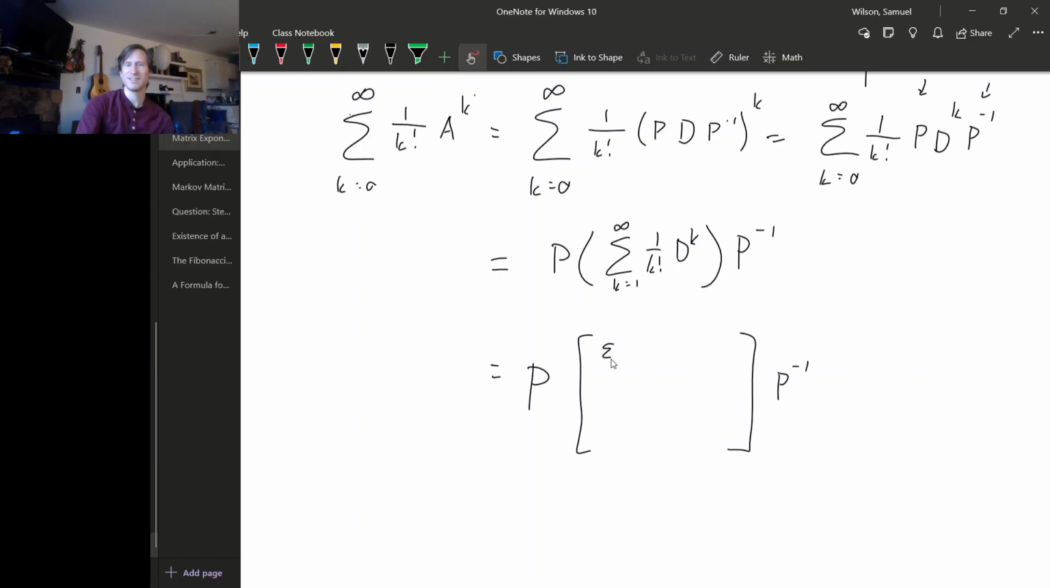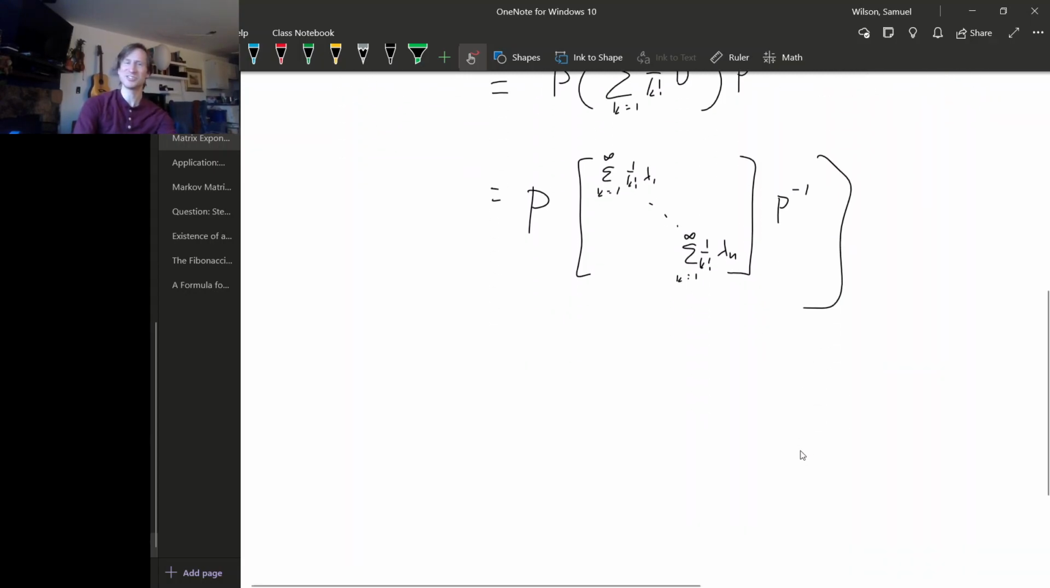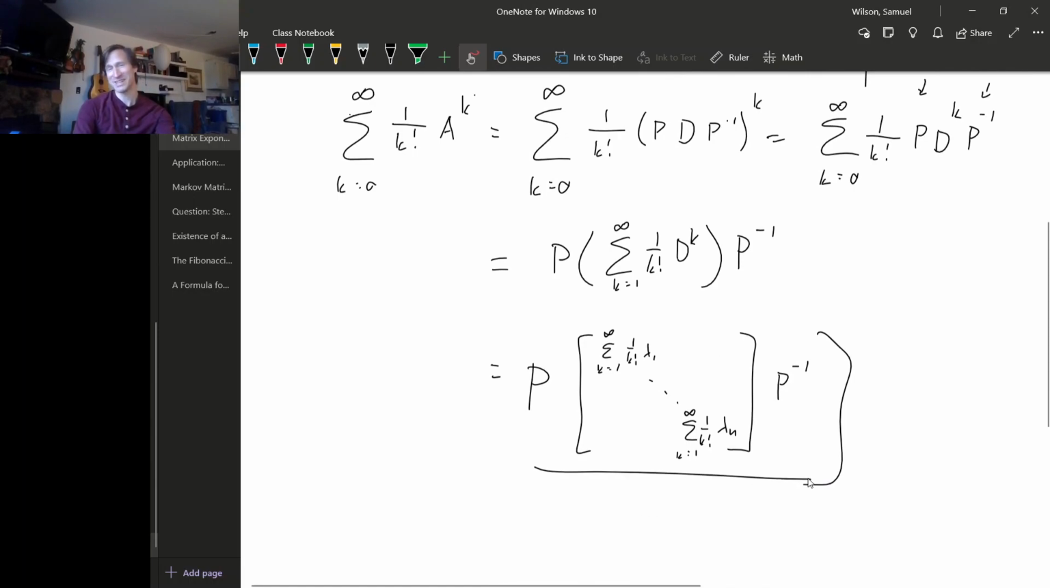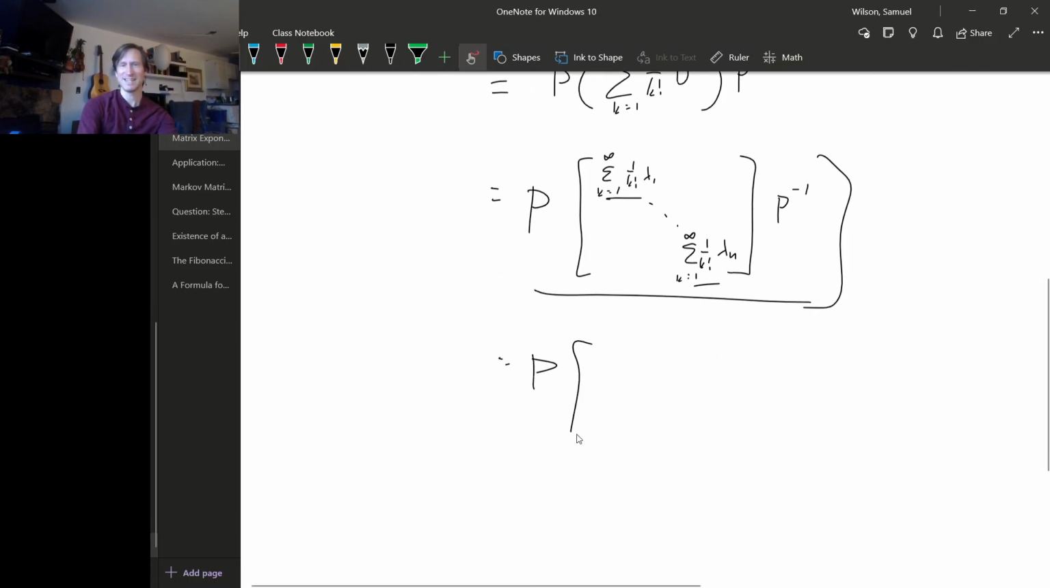This is just the sum from k equals 1 to infinity of 1 over k factorial times lambda 1 to the k, and then the same down the diagonal to the last one, which is the sum from k equals 1 to infinity of 1 over k factorial times lambda n to the k. But this is exactly what we suggested should be the exponential. That's right here. So we made a good guess for what the exponential should be. Each of these power series is e to that eigenvalue.